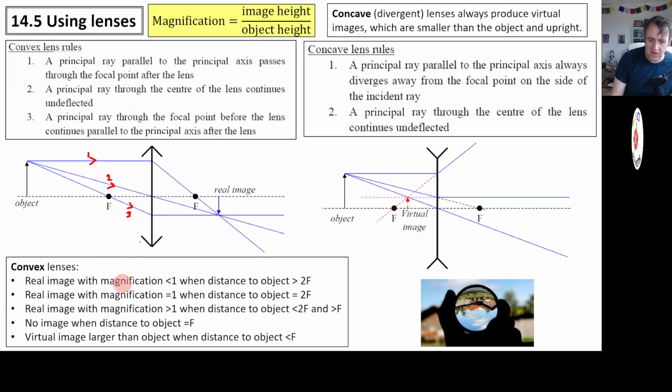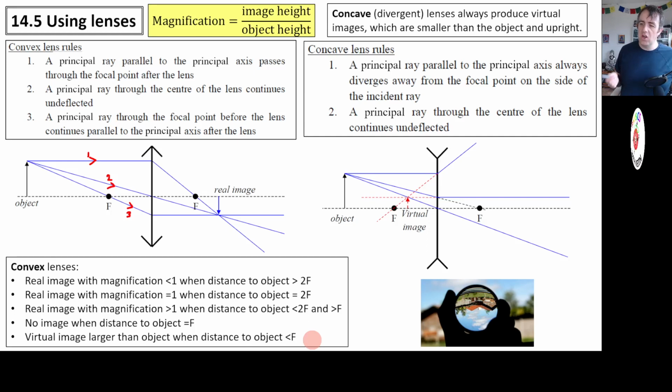Right, so anyway, that's convex lenses. And we've got some stuff down here about when we get real images, virtual images, and the size of the image. So magnification less than 1 means its image is smaller than the object when the distance is greater than twice the focal length. You can read that. That's stuff I've already talked about in the previous lesson earlier in this video.